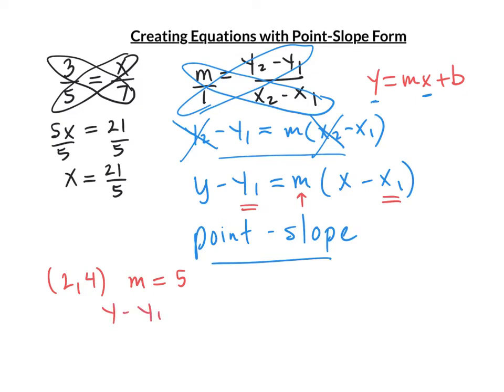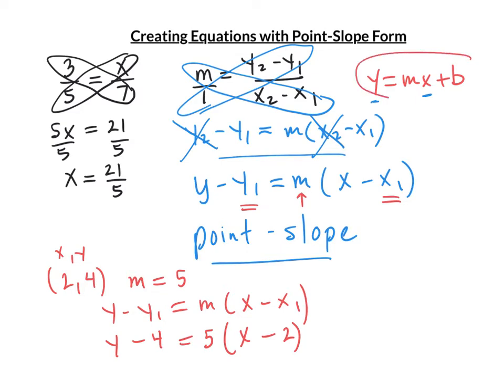y minus y1 equals m times x minus x1. That would be y minus the y of the point, which is 4, equals the slope, which is 5, times x minus the x of the point, which is 2. And now we have an equation that would pass through the point 2, 4 and have a slope of 5. Typically what we do with that is we put it in slope-intercept form. We create y equals mx plus b, slope and intercept.